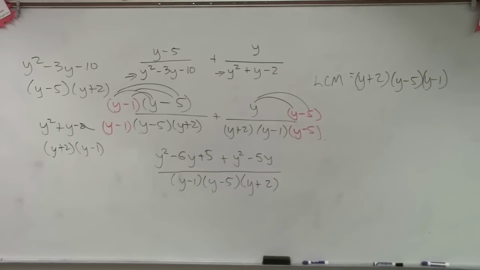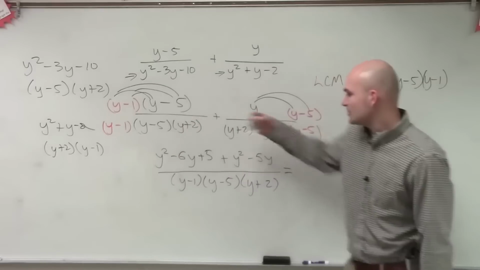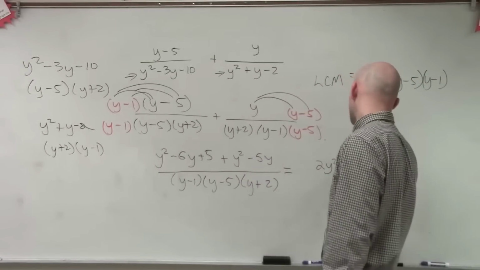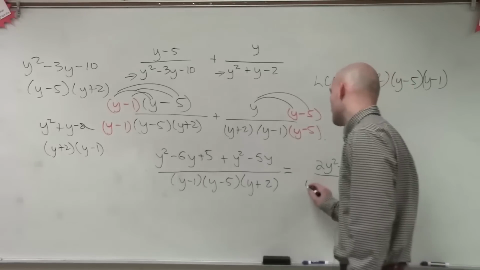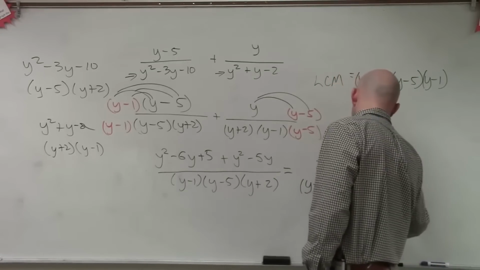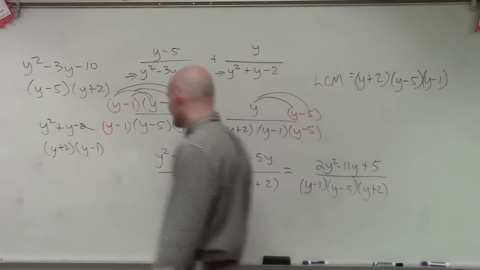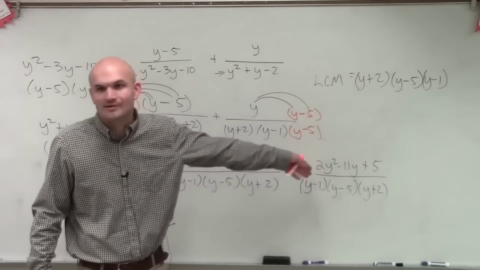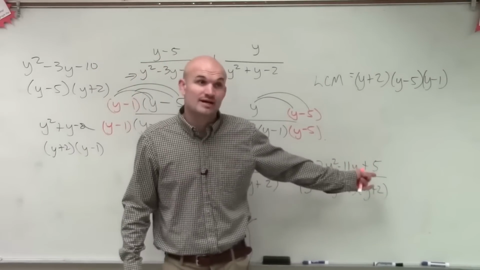OK, now, to get my final answer, let's just combine our like terms. So we could say y squared plus y squared is 2y squared minus 11y plus 5 over y minus 1 times y minus 5 times y plus 2. Now, we're not done yet. Usually you guys say, oh, this looks like we're pretty much done, right? But is this something that can be factored? Could be, right? Let's just go and check it.